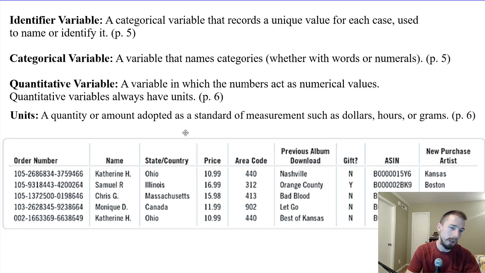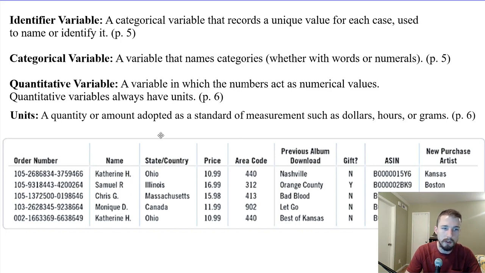So if we go through here, we can identify with each one of these what kind of a variable it is. So our order number, of course, is going to be an identifier variable. The name, you could look at that either as identifier or categorical, because we could be splitting them up into categories, but the category would just be the person. So if one person had multiple Amazon orders, we would group them into the same category for the same person, but more than likely this is being used as an identifier variable.